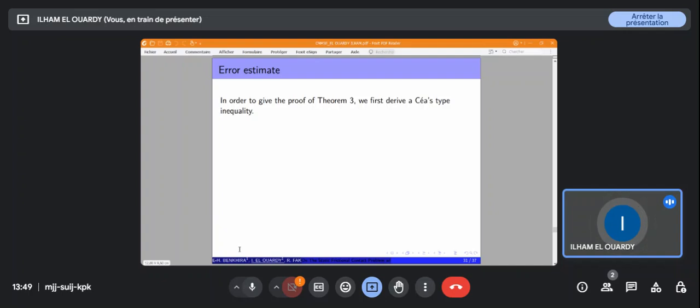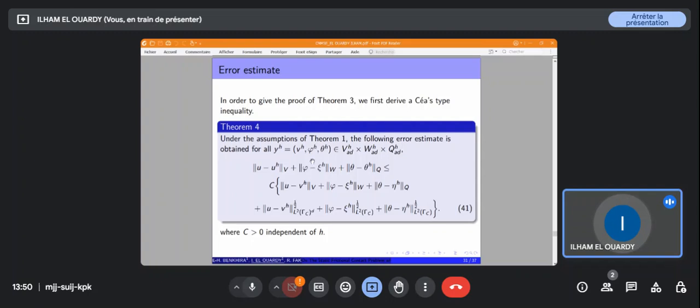So, to prove this theorem, we will begin by establishing the following Céa-type inequality, which is given by the following theorem. Under the assumptions of Theorem 1, the following error estimate is obtained. The proof of this result is based on the data of the problem and the Cauchy-Schwarz inequality. The result obtained in this theorem is important for deriving the optimal order of convergence.